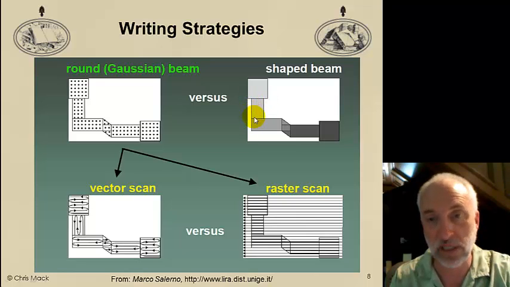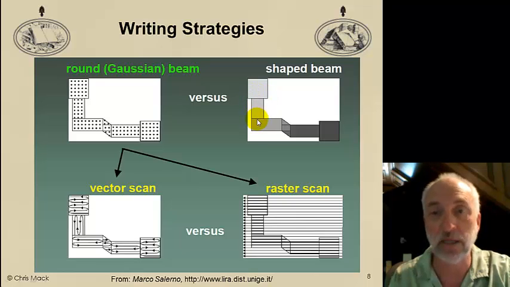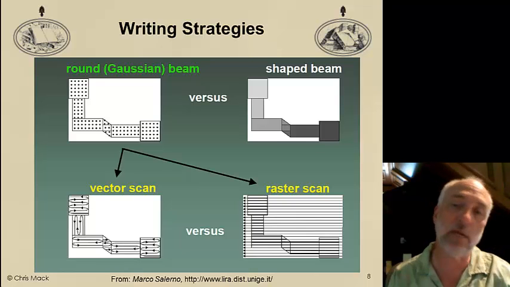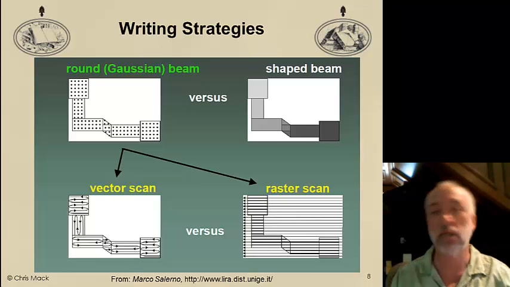I adjust the size of the rectangle and I expose the next shot. And I keep doing that. Sometimes I can even have triangles depending on the system. Usually a very limited set of triangles like right triangles. But I can then write up the pattern in this way.